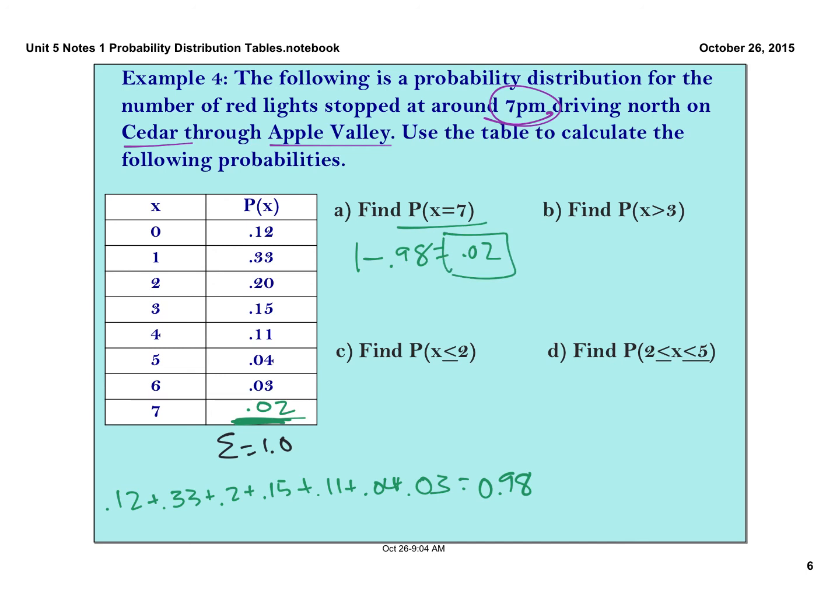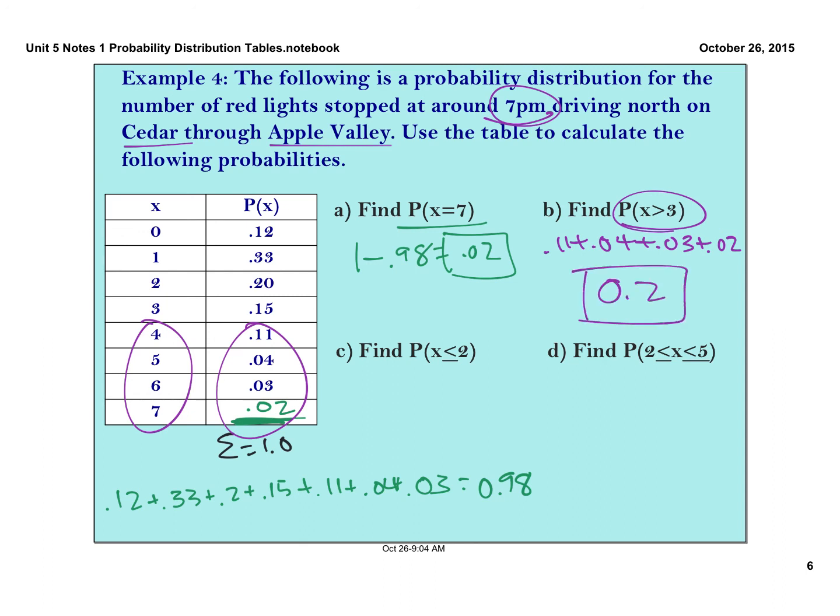Now let's go through the rest of ours. If x is greater than 3, that means I'm looking at 4, 5, 6, and 7. So those ones. 0.11 plus 0.04 plus 0.03 plus 0.02. That's going to be 0.2. I just did that quick in my head. Yep, so 0.2.